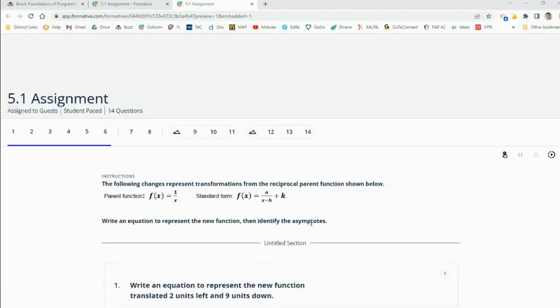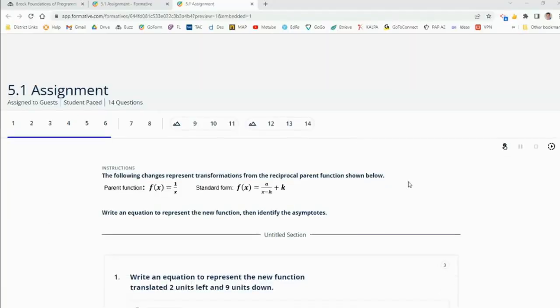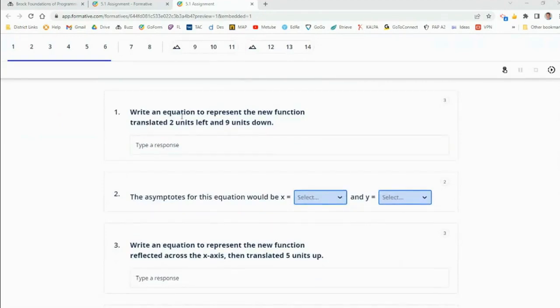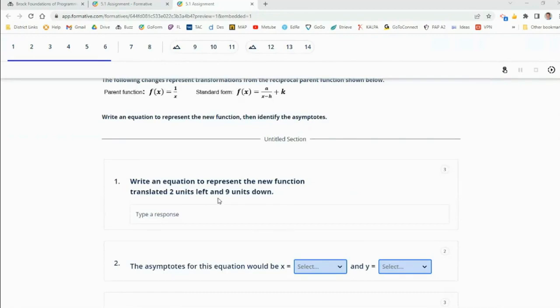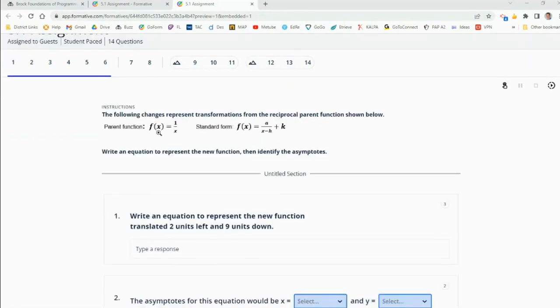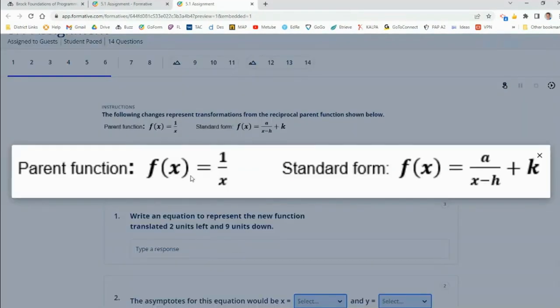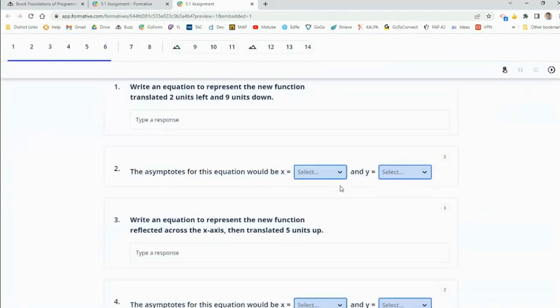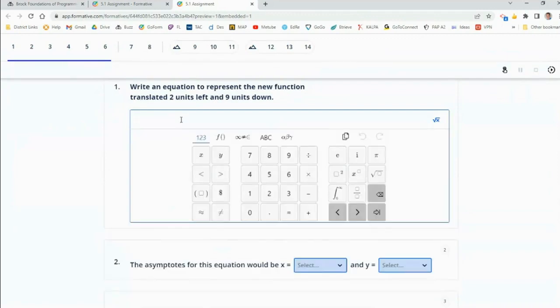All right, here it is. I say 14 problems, but here's the first one. Write an equation to represent this function. Translate 2 units down, 2 units left and 9 units down. Now I gave you up here at the top of the screen the parent function and what the standard form is. You know, 1 over x is what it looks like without any transformations at all. Then here's the form you need to use, the 1 over x minus h plus k with the a. So you would write the new equation right there.